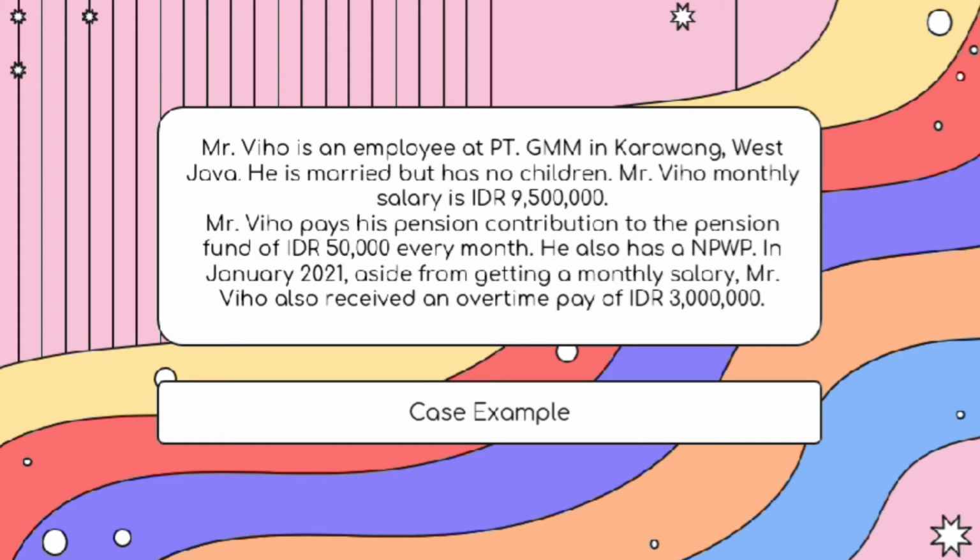For example, Mr. Wiho is an employee at PT JMM in Karawang, West Java. He is married but he has no children. Mr. Wiho's monthly salary is 9,500,000 rupiah. Mr. Wiho pays his pension contribution to the pension fund of Indonesian rupiah 50,000 every month. He also has an NPWP. In January 2021, aside from getting a monthly salary, Mr. Wiho also received an overtime pay of Indonesian rupiah 3 million.